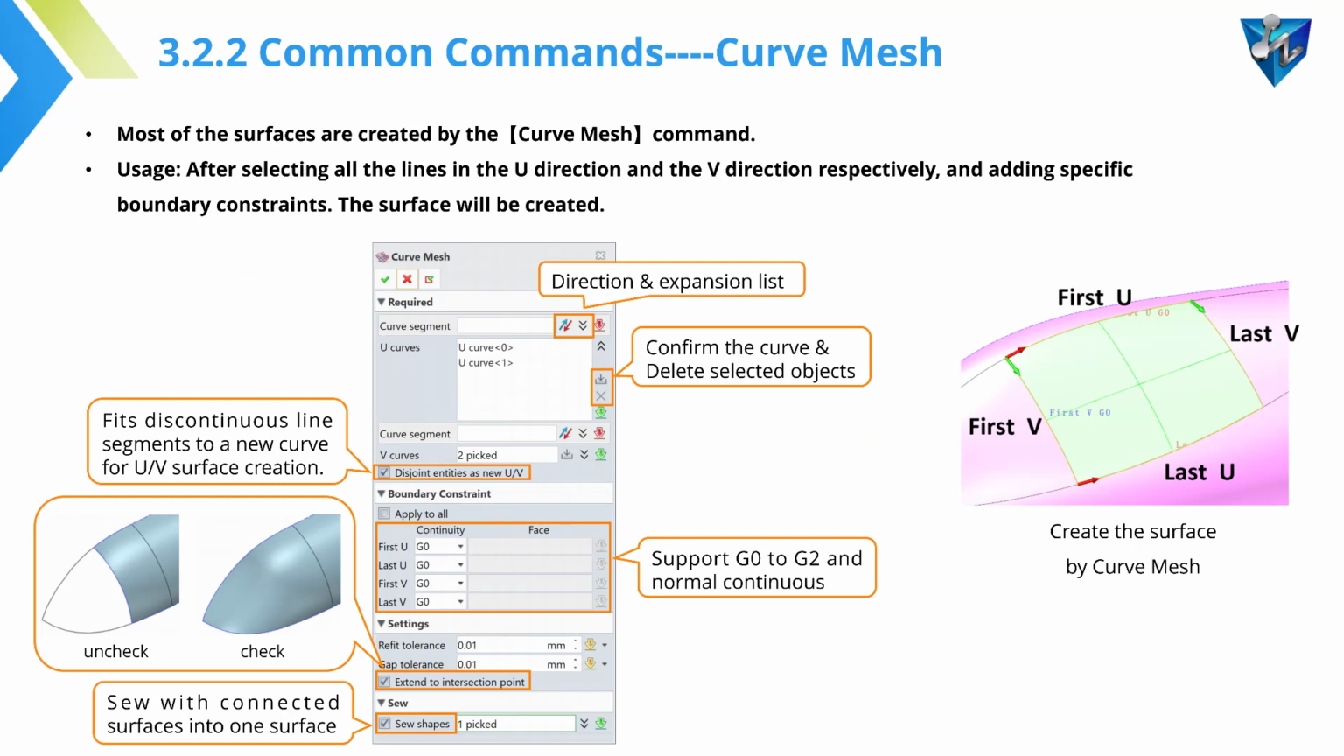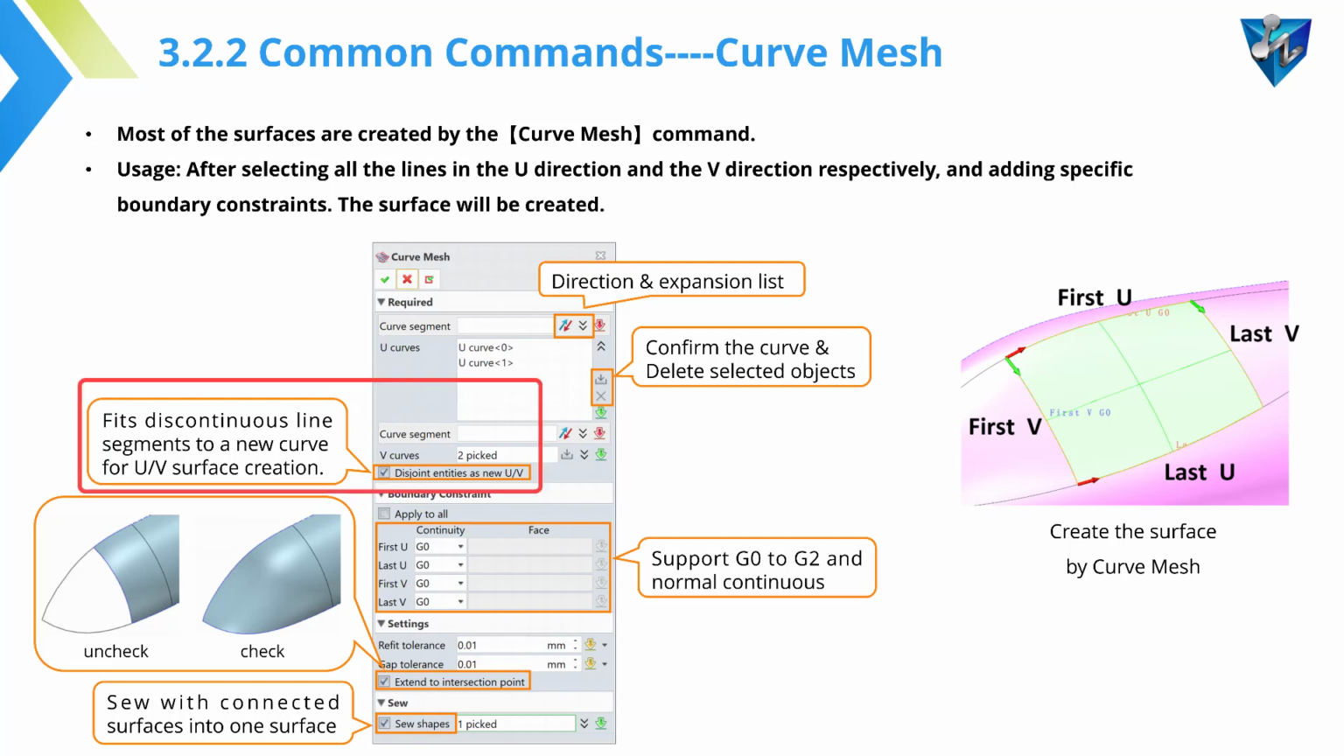Next, I introduce the curve mesh command, which is frequently used in creating the surface. The usage of this command is selecting the U direction lines and the V direction lines and then adding the boundary constraints. The surface will be created. We support G0 to G2 continuity.